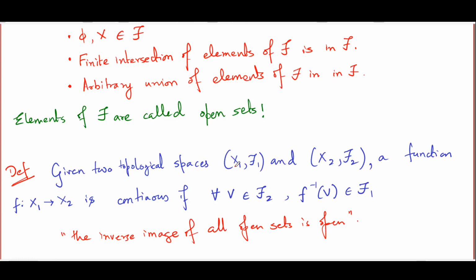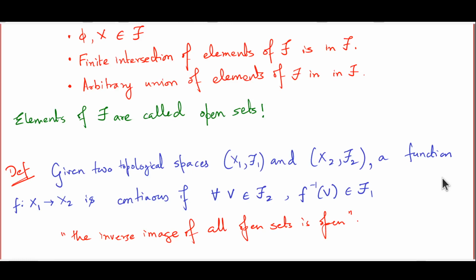Given two topological spaces (X1, T1) and (X2, T2), a function f from X1 to X2 is continuous. Now this is a definition. If for all V belonging to T2, f inverse V belongs to T1. And remember, elements of T2 are open sets in the second topological space and elements of T1 are open sets in the first topological space. So this statement can be succinctly summarized by saying a function f from X1 to X2 is continuous if the inverse image of all open sets is open.